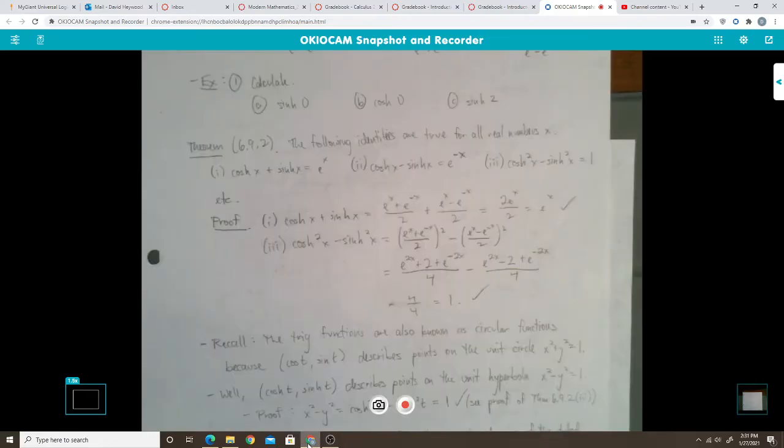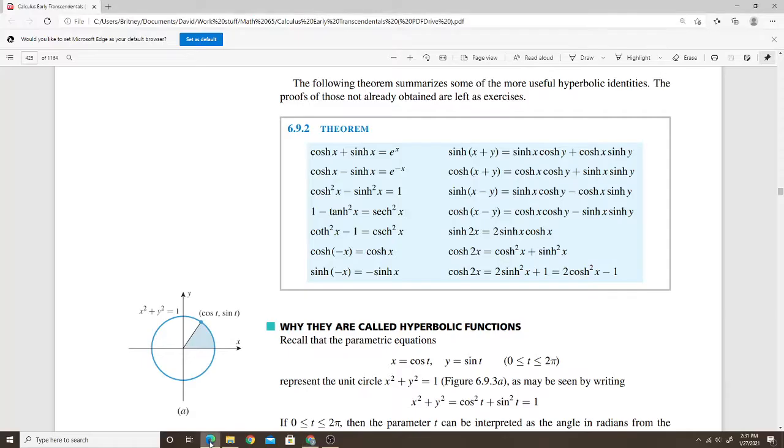Okay, sorry, my book was taking a while to load, but anyway, here it is. So here's that theorem, 6.9.2. So you'll see, you've got all kinds of nice things. Now, we'll talk about these first couple, but notice, if you're dealing with just a straight up trig function, we know that sine squared plus cosine squared is 1. Well, if you're dealing with the hyperbolic function, what you get is cosh squared minus sinh squared is 1, right?